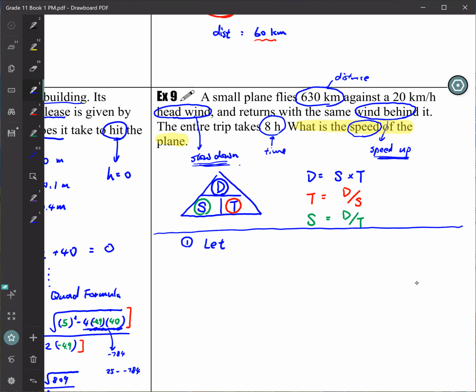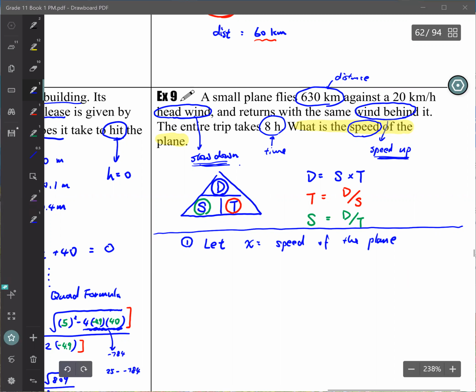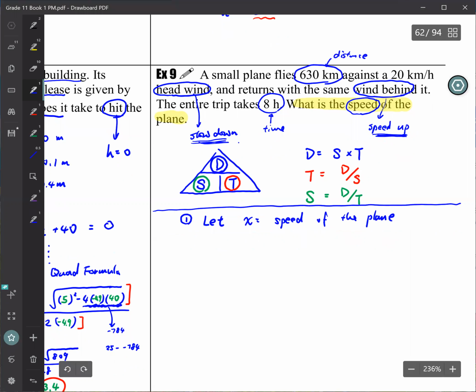It should be the speed of the plane. Otherwise, we lost our target, right? So we can say let x be the speed of the plane. Once you find the answer for x, then that's the answer for the question. That's the whole point of writing the let statement, so you keep your focus on it. Now you know x is the speed of the plane, okay? Then let me draw a picture, so you can better understand.